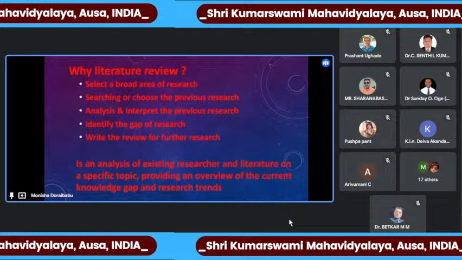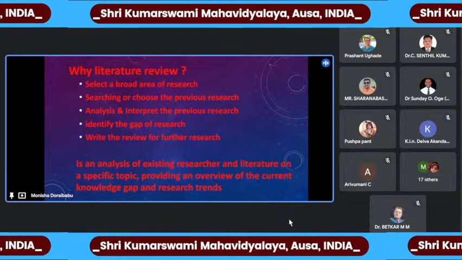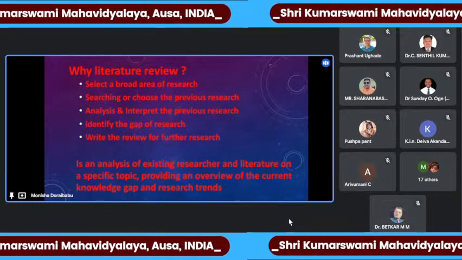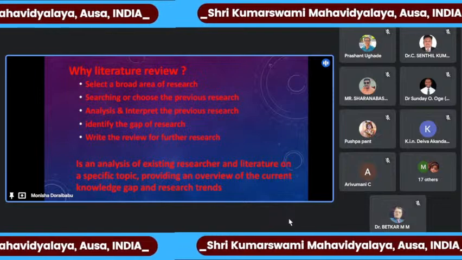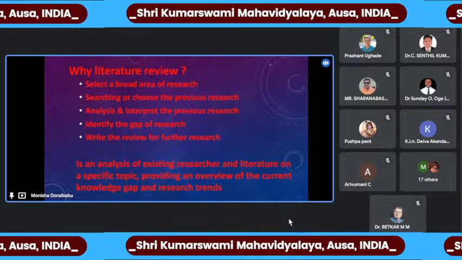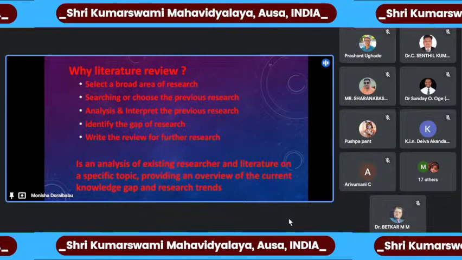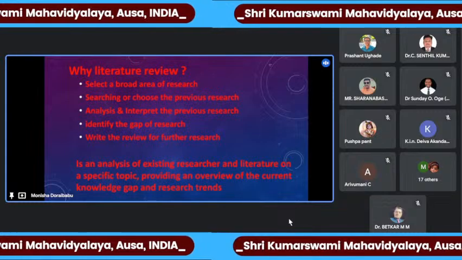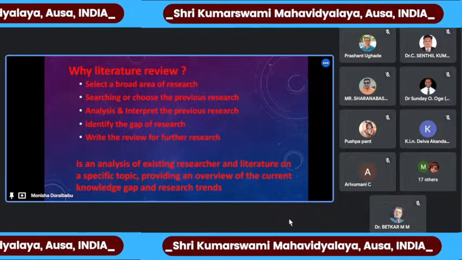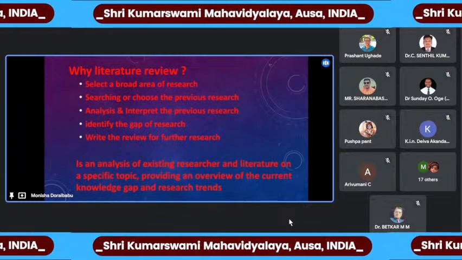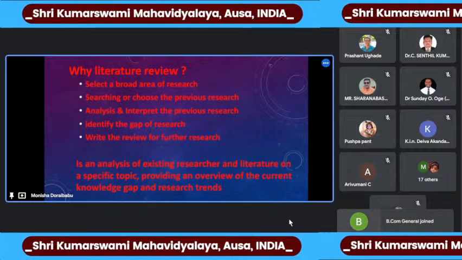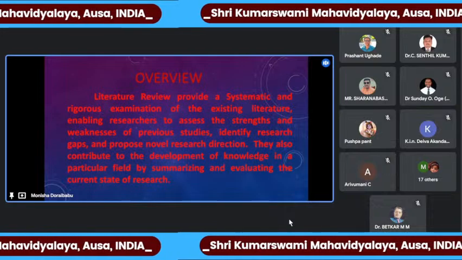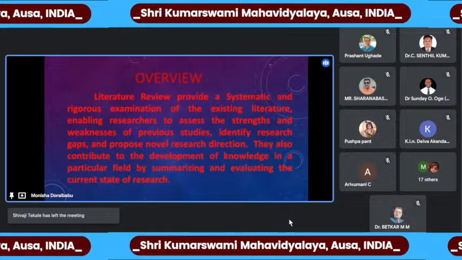It is analyzing the existing research literature on a specified topic and providing an overview of the current knowledge, gaps, and research trends. For example, 2000 to 2010 is one decade, and the research in that decade will be of a very different mode. Again, in the decade of 2011 to 2020, the research is different. After 2020, research is moving on through AI tools. So the way of research itself is changing, and we have to become adaptable. Next, overview: a literature review provides a systematic examination of existing literature.